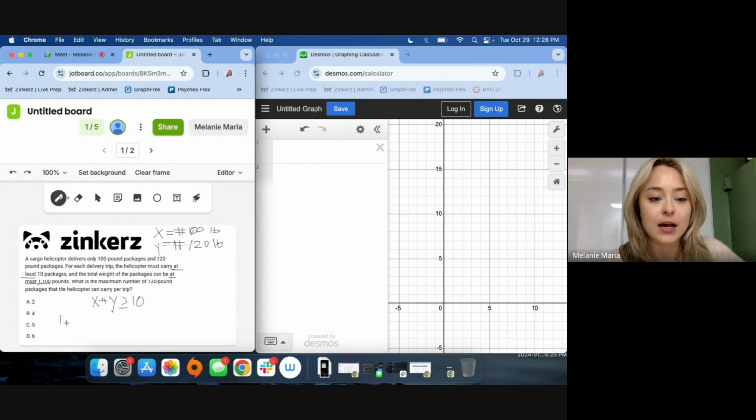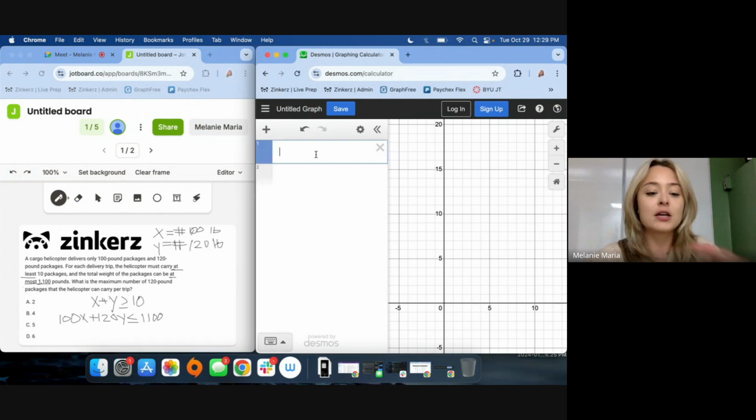So I'll define that as 100X plus 120Y. This has to be less than or equal to 1,100 pounds. Can't be any greater than that. We'll assume we're in a helicopter, can't weigh any more than that. So now that we've done the work to create this system of linear inequalities, we're going to let Desmos do the hard part. We could definitely solve this by hand, but might as well use Desmos for this part here.